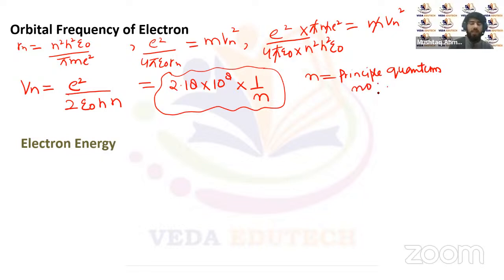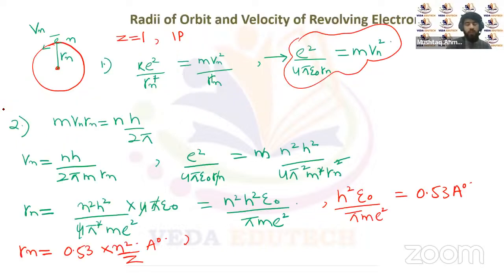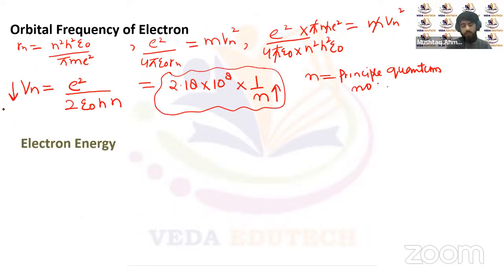So it means that as the value of n increases, from this equation, the velocity of the electron in an orbit is going to decrease. Similarly, as the value of n increases, the radius of the orbit is going to increase. So it means that when the value of n tends to infinity, the electron has kinetic energy equal to 0.